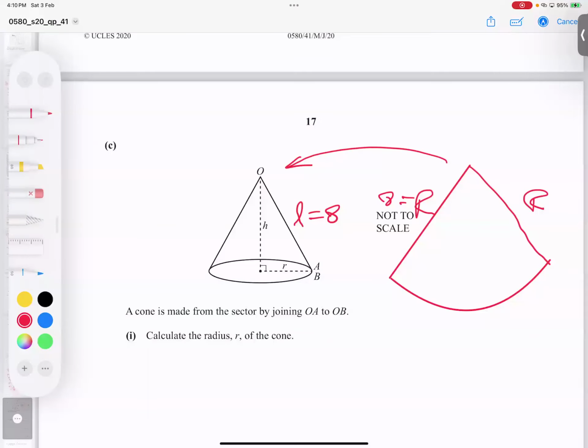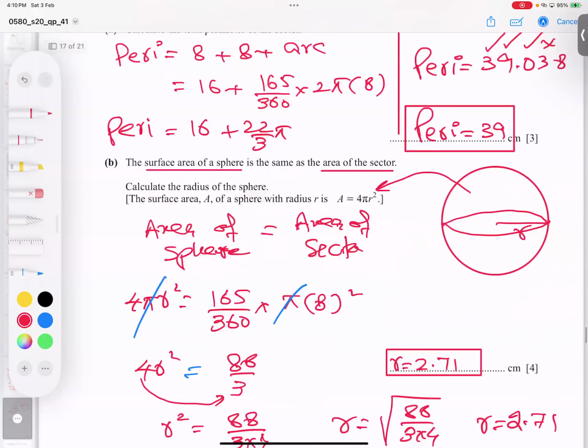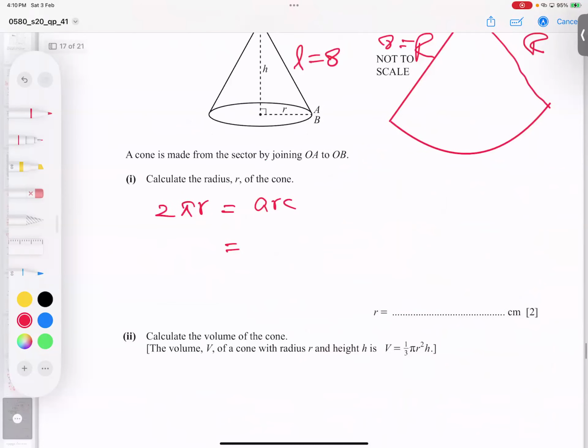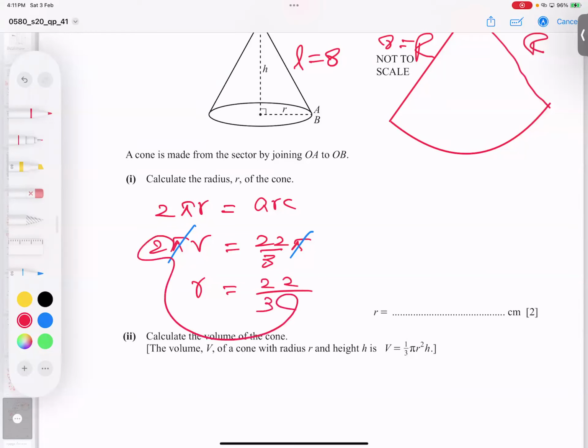So look here, students. 2 pi r is equal to the arc length, because 2 pi r comes from the circumference of the base circle. And the arc length, if you go up, is 22 by 3 pi. So 22 by 3 pi equals 2 pi r. The pi cancels, so this 2 multiplying with r goes down. The 3 is already available, the 2 comes here, and the radius becomes 11 by 3, because 2 and 22 cancel to give 11 by 3.